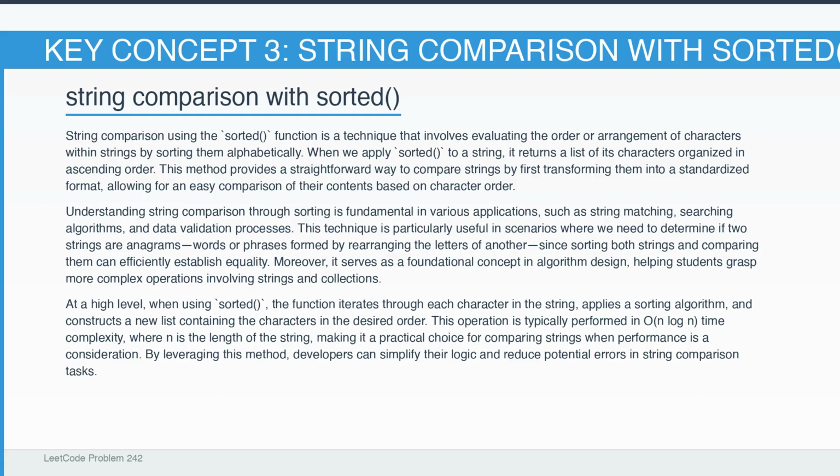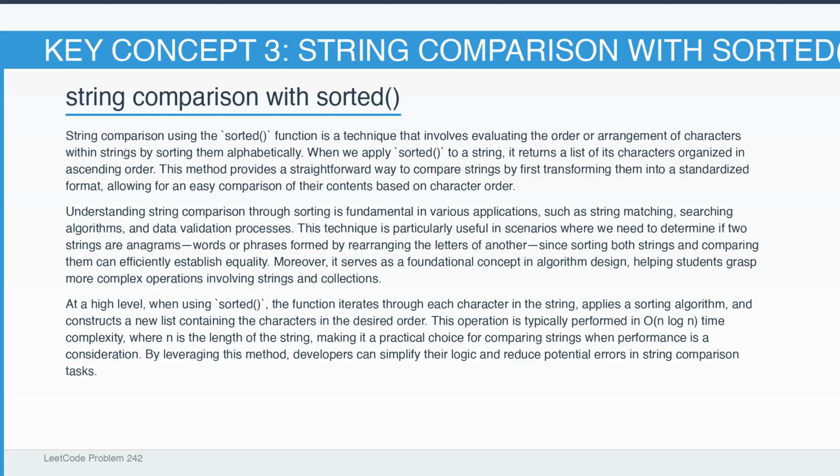If they match, we know they contain the same letters, just arranged differently. Using sorted involves iterating through each character in the string, applying a sorting algorithm, and constructing a new list. This process typically runs in O(n log n) time, where n is the length of the string. This efficiency makes it a practical choice, simplifying our logic and reducing potential errors in string comparison tasks.